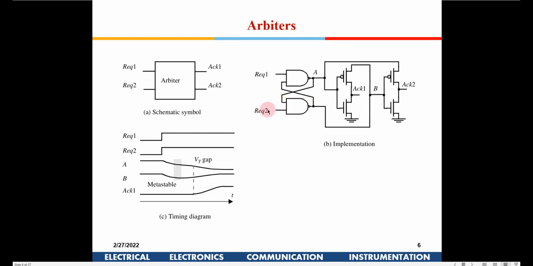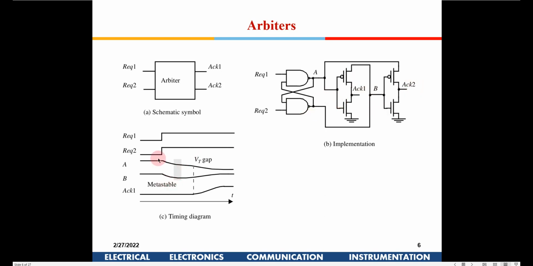The same is true if the request 2 comes first, then that acknowledgement 2 will go high, and then the request 1, even if it comes, whatever comes later, will not be considered unless that request signal goes down again. So this resolves the priority. Whosoever comes first, his acknowledgement will go high. Okay, so that is what this circuit does.